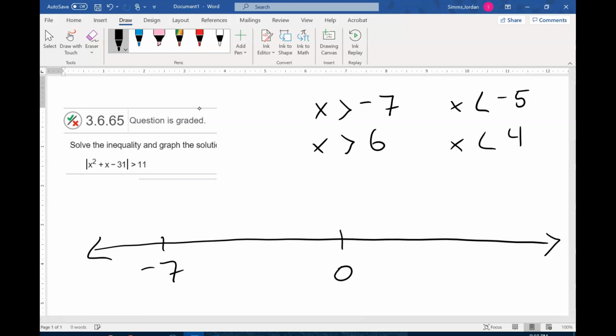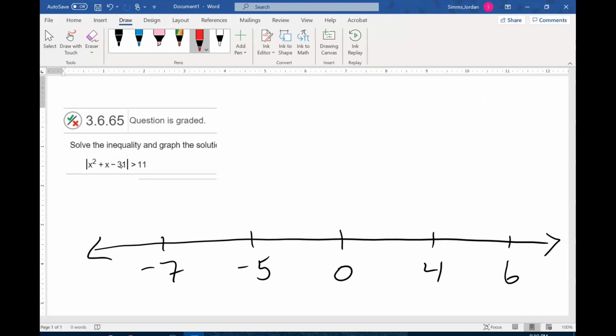I'm going to write in negative 7. I got 6 up here. It doesn't have to be to scale. Don't panic about that. Negative 5 and 4, right? So I'm just going to put those in. And then basically what I'm going to do is we just check values, right? We just pick points and figure out if it makes sense or not by subbing in that value into our original inequality. I'm going to erase this stuff here.